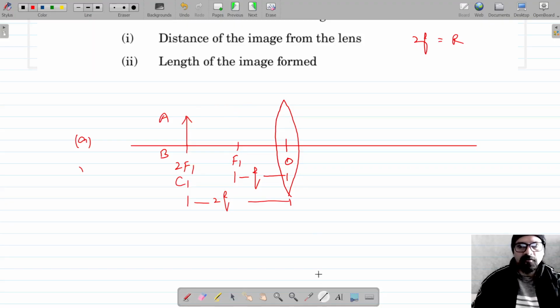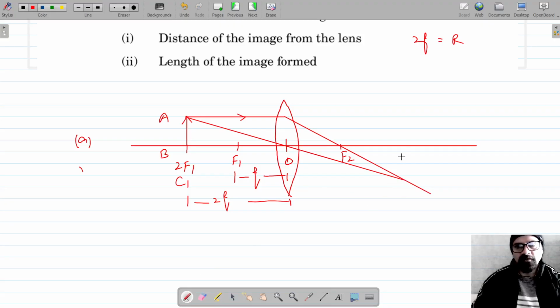Okay, now let's draw a ray parallel to the principal axis and another ray that passes through the optical center. The ray that is parallel to the principal axis passes through the second principal focus F2. It will intersect the ray coming from the optical center at this point. So this is the point where the rays intersect, and this is where the image is formed.